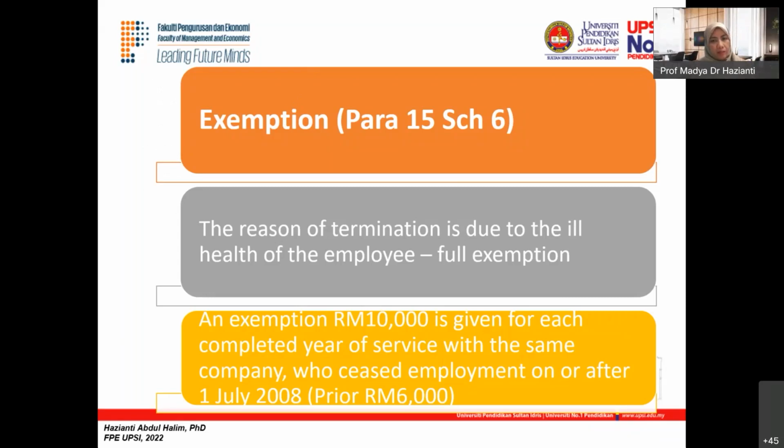So exemption paragraph 15 schedule 6 ni, reason of termination is due to the ill health of the employee. Let's say employee ni kena buang kerja sebab dia sakit, or terminate the contract sebab dia sakit. Ada serious illness, so kena terminate the contract. Dia dapat duit. In this case, that employee will get a full exemption sebab dia terminate bukan sebab apa, tapi sebab dia sakit. As well as an exemption of 10,000 ringgit is given for each completed year of service with the same company who ceased employment on or after 1 July 2008. So before 1 July 2008 ni dapat exemption 6,000 je. After 2008, 10,000 ringgit.